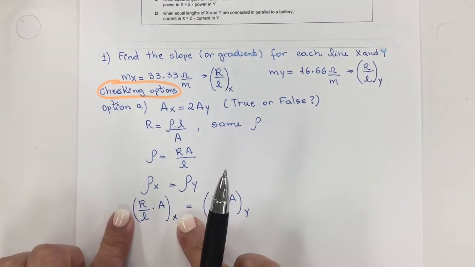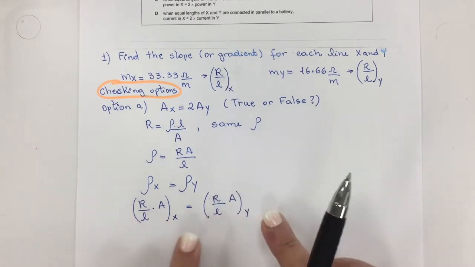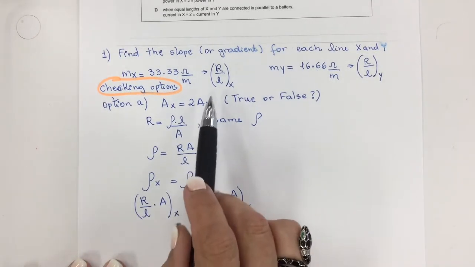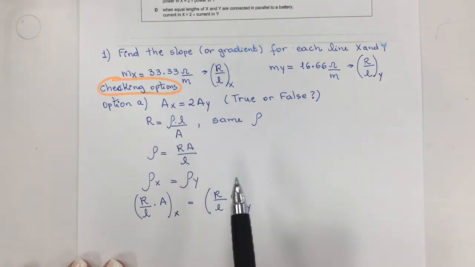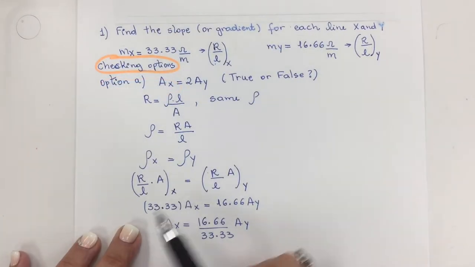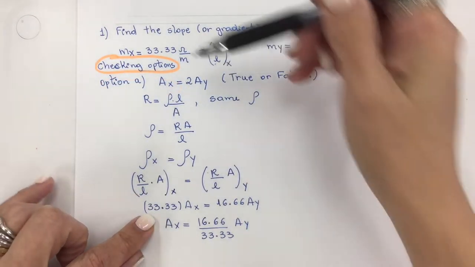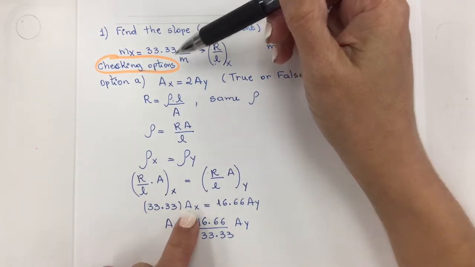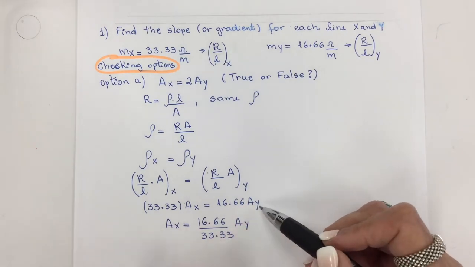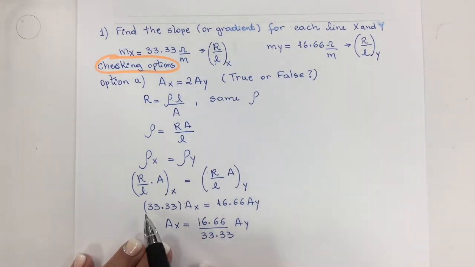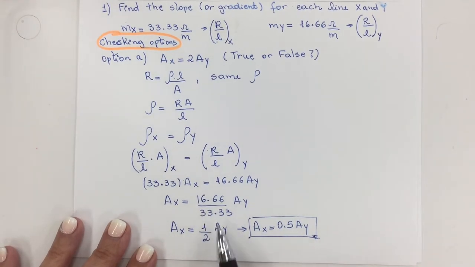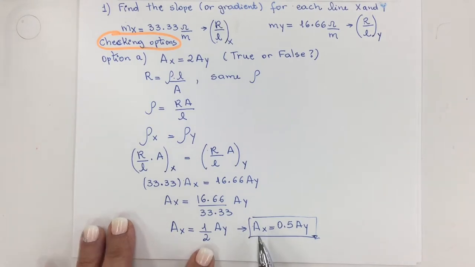this first term is related to graph X, and this one to graph Y. So resistance over length for X, I have right here, which is my gradient. And resistance over L for Y, I have as my gradient. So in this step, the R over L is 33.33 AX, and R over L for Y is 16.66 AY. So I want to isolate this, so I divide both terms by 33.33.